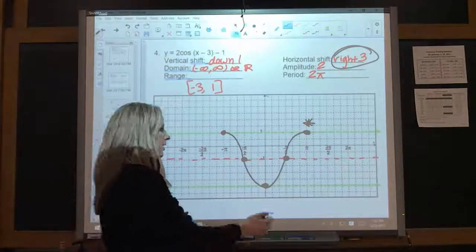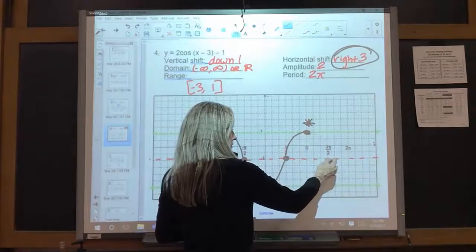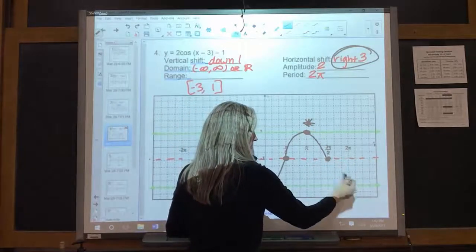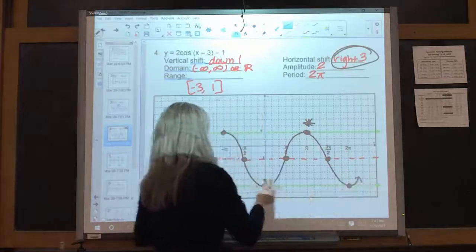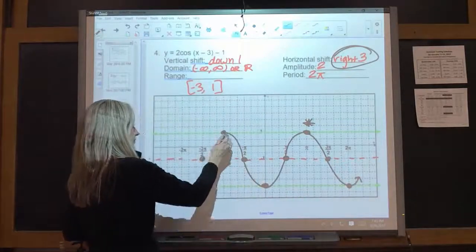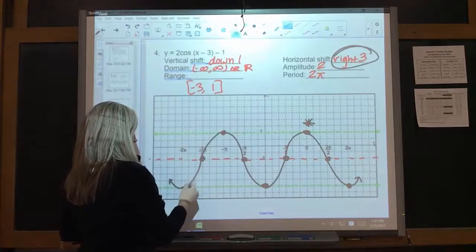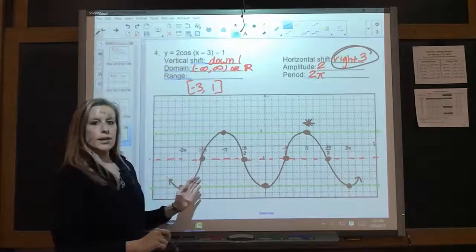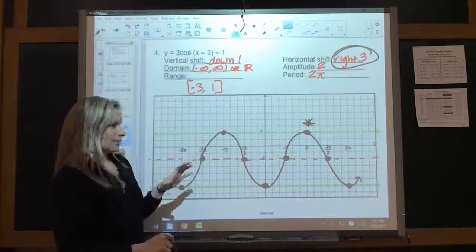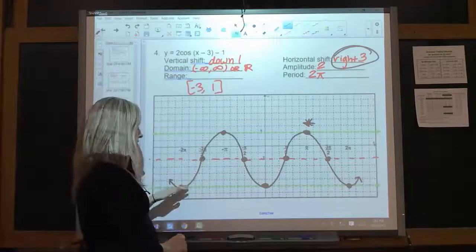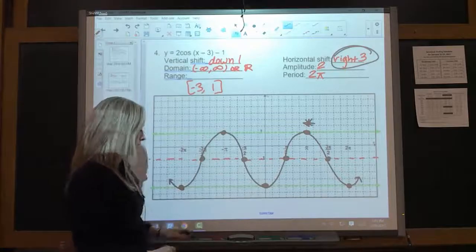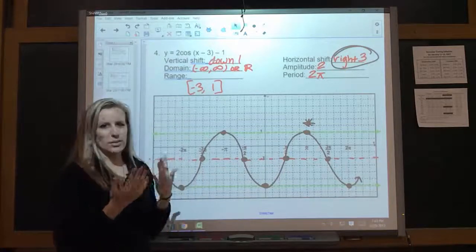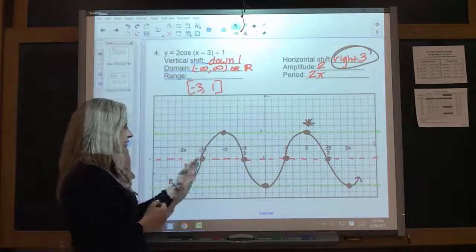And then you just repeat it. At 3 pi over 2, you'll be back in the middle. 2 pi, you'll be at your minimum. So it should look like this. Try to get your curves to be a little bit rounded, just a smooth curve. You don't want it to go straight to that point like a triangle, kind of. You want it to be a smooth curve.